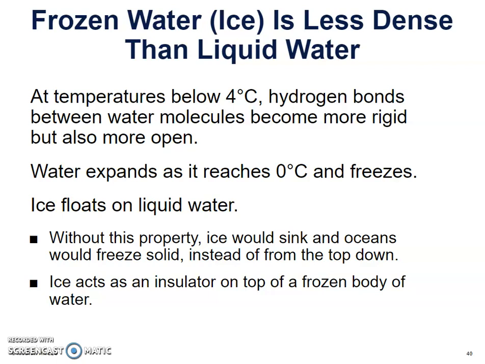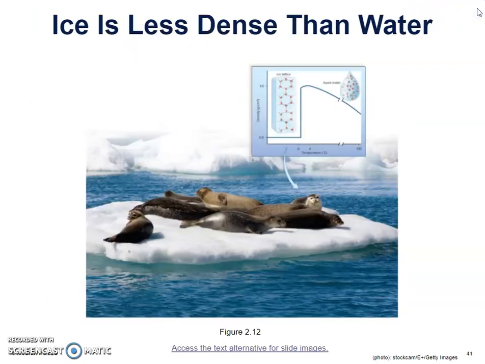If it didn't have this property, if it didn't expand as it froze, then the ice would sink to the bottom, and all of our major bodies of water, or any body of water for that matter, would freeze solid instead of from the top down. Because the ice is on top, it acts as an insulator and keeps the top layer frozen, but the bottom layer is still liquid, so living organisms can survive in it. So that's why these seals can survive, because the ice is floating on top. If water did not have this property, the entire oceans would freeze.